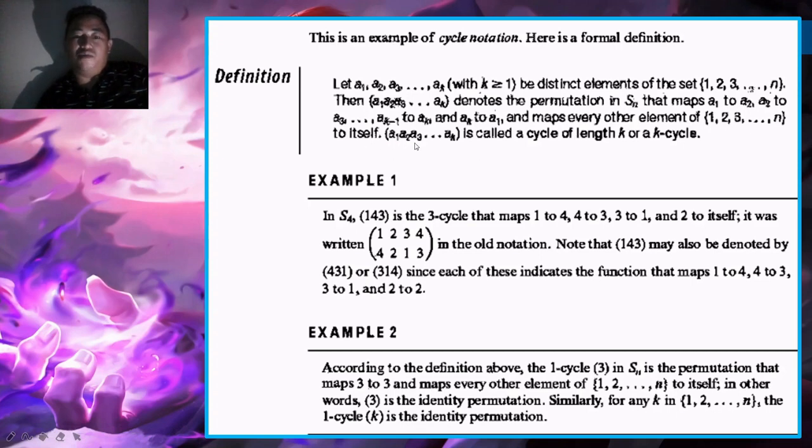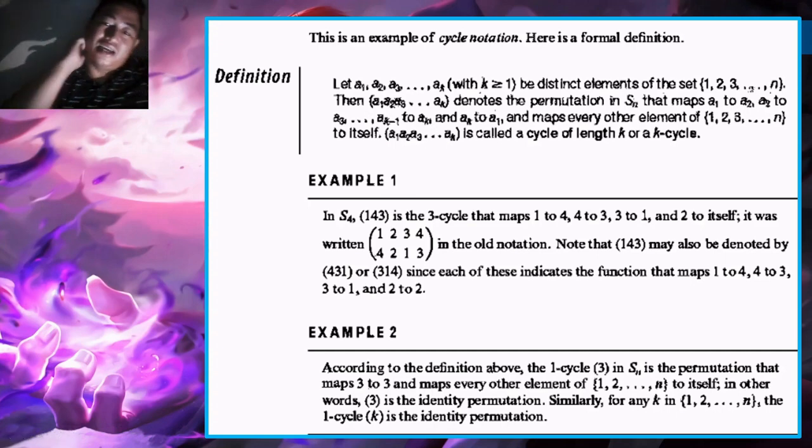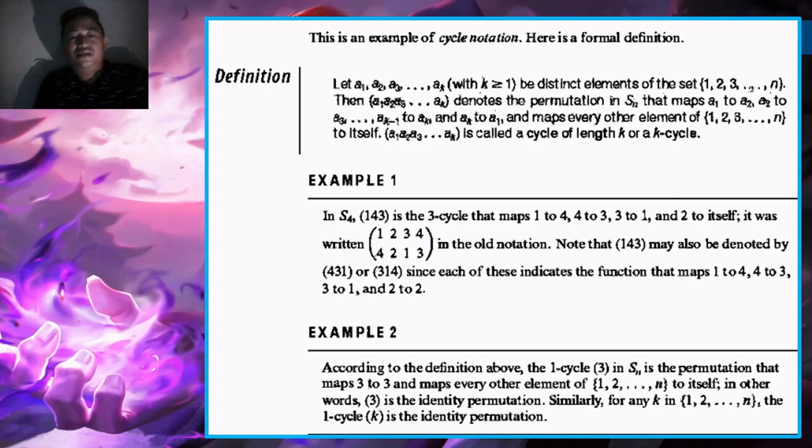So (A1 A2 A3 ... AK) is called a cycle of length K, or a K cycle. So for example, (1 4 3) is a 3 cycle, since it has three elements. The number of elements inside the parentheses tells us which K cycle it is in our permutation in Sn.